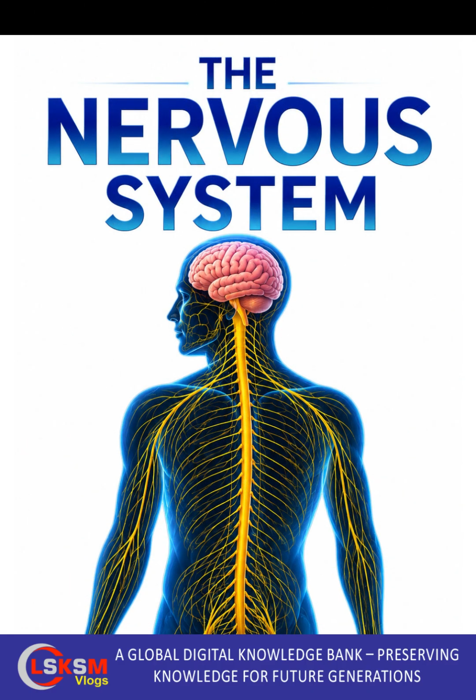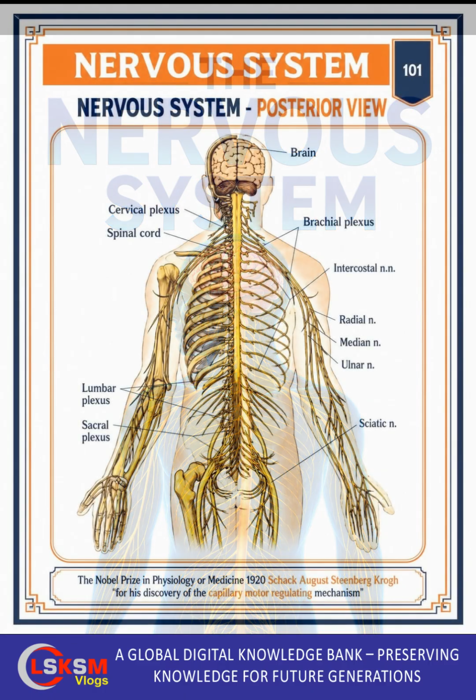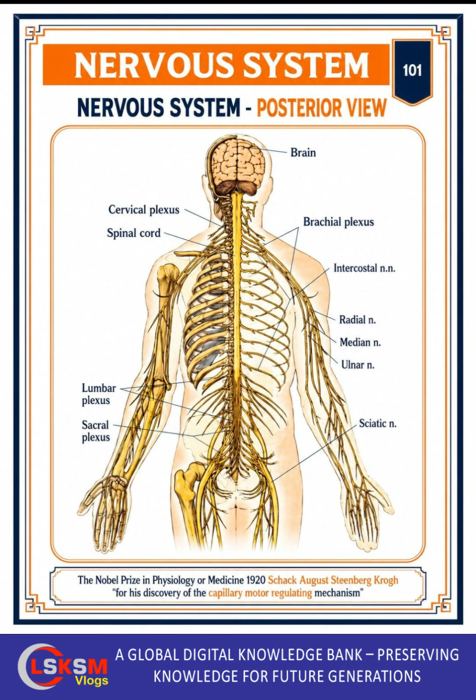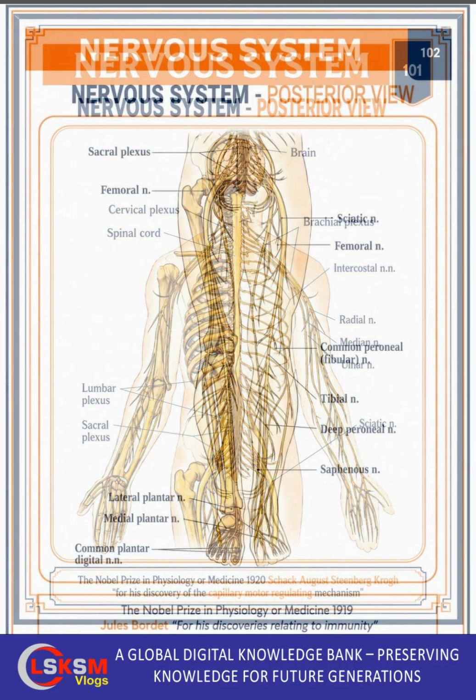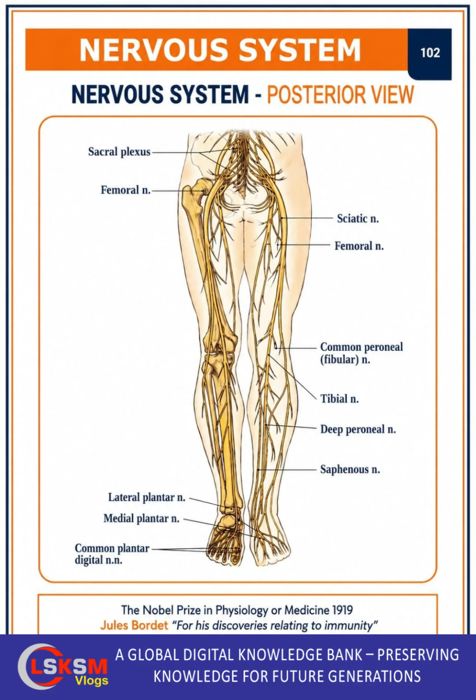Nervous system. Nervous system, posterior view. Shows the nervous system from the back, including the brain, spinal cord, and peripheral nerves. It illustrates how nerves branch throughout the body. Provides a detailed posterior perspective of major nerve pathways. It emphasizes the communication network connecting the spinal cord to the limbs.